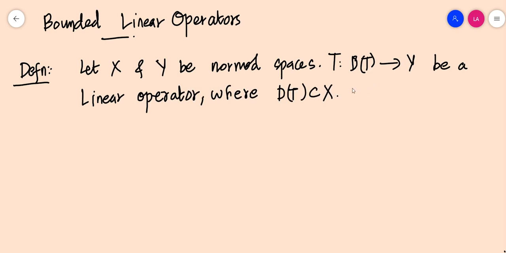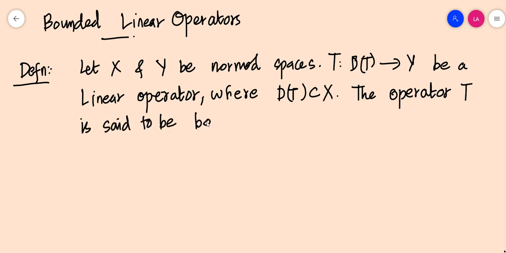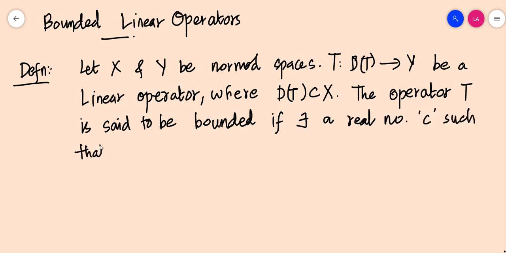The operator T is said to be bounded if there exists a real number c such that for all x belonging to D(T), the domain of T, the norm of T(x) is less than or equal to c times the norm of x.